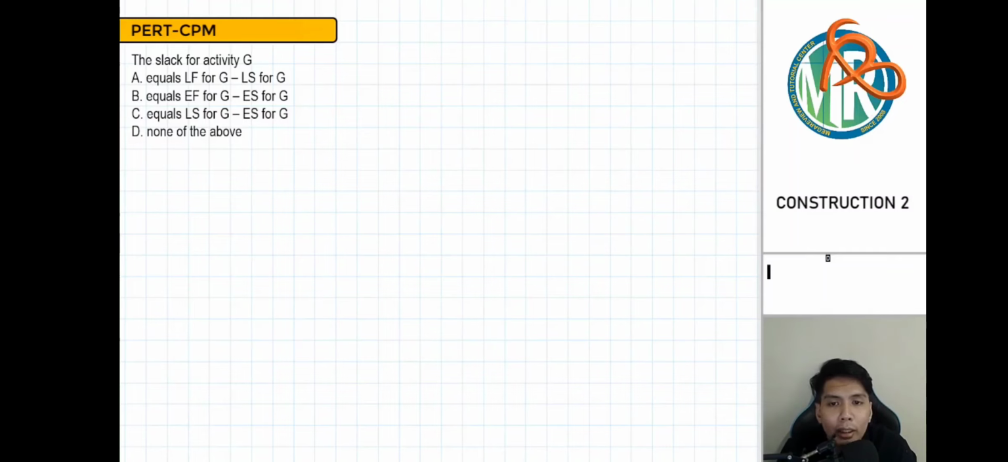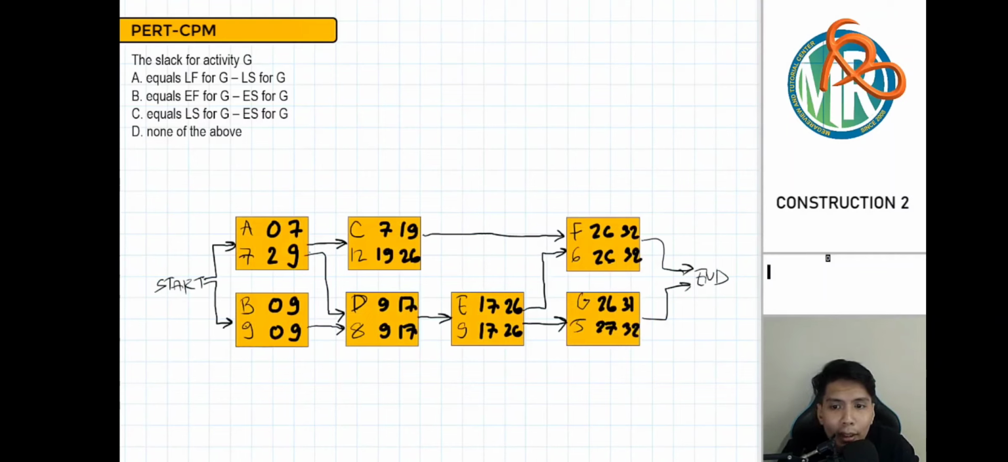The slack for activity G is letter A, late finish minus late start. Letter B, early finish minus early start. Letter C, late start minus early start. And letter D, none of the above. Now, sino man yung mga activities na may slack dito sa ating previous example? Di ba may slack? Unang-una, si A, si C, at saka si G. Yung hindi pwedeng magka-slack o yung mga critical activities, yan sila si B, D, E, and F.